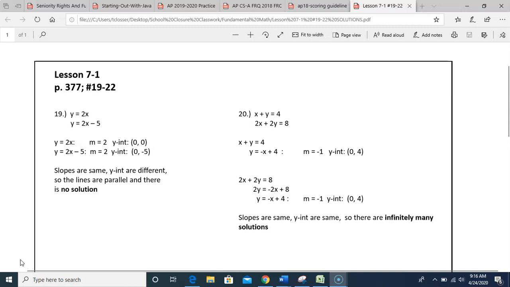These are for lesson 7-1, page 377, numbers 19 to 22. There were only 4 questions, so this shouldn't take very long. So let's look at number 19.